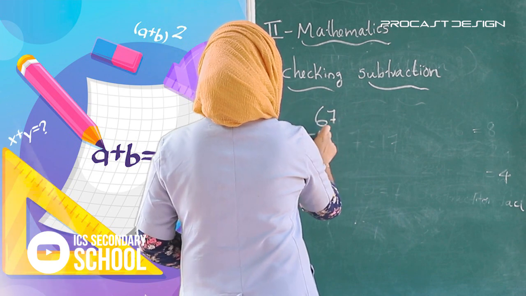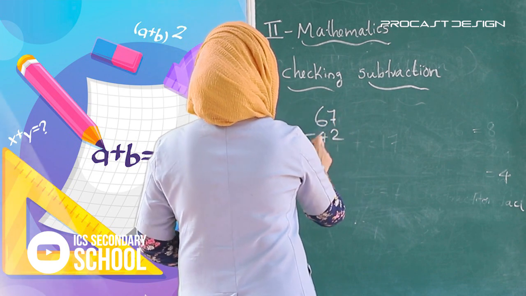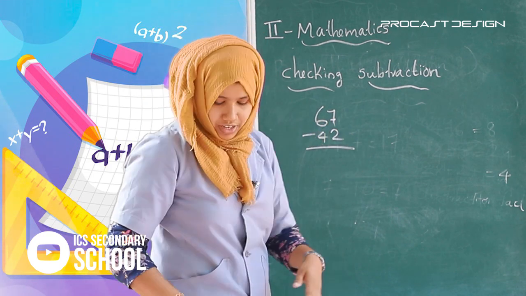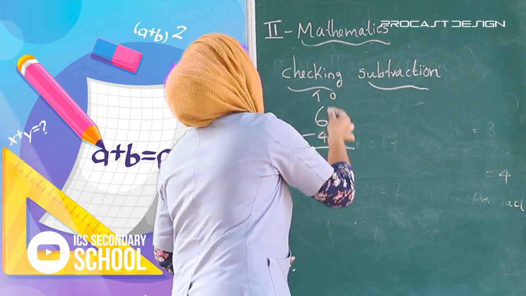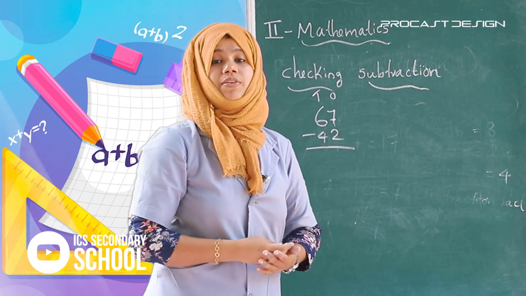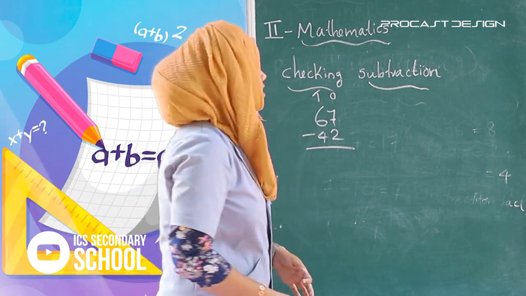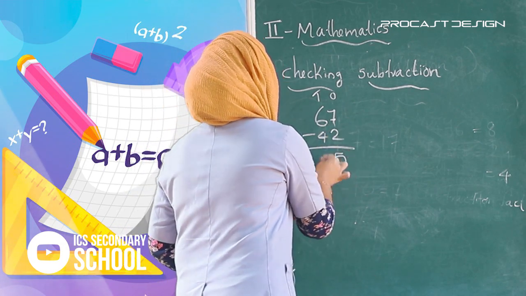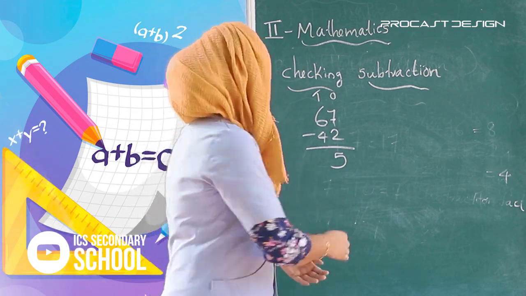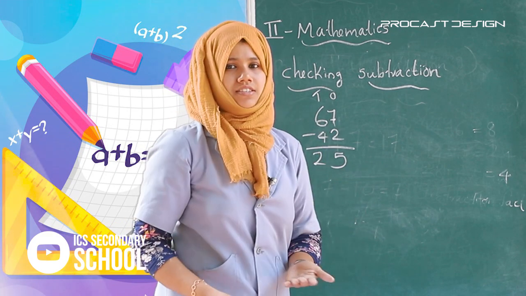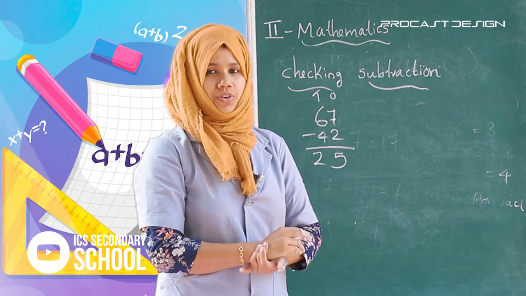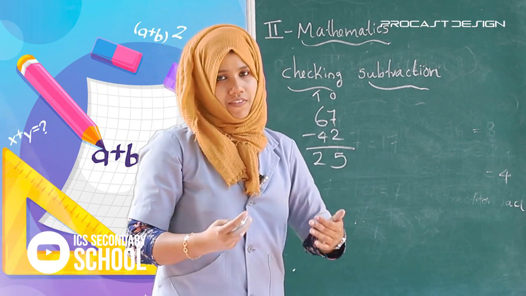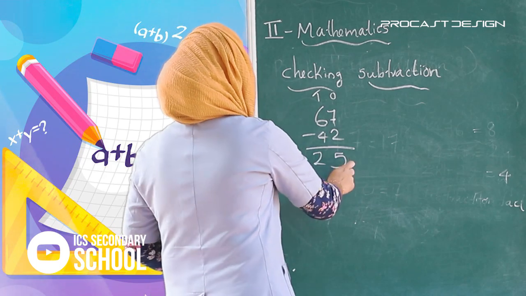67 minus 42. First, this is the 1's column and this is the 10's column. So, here 7 minus 2 is, yes, 5. 6 minus 4 is 2. So, we get the answer, but we have to check whether it is correct or not. So, what will we do? This is the method I will show you here.